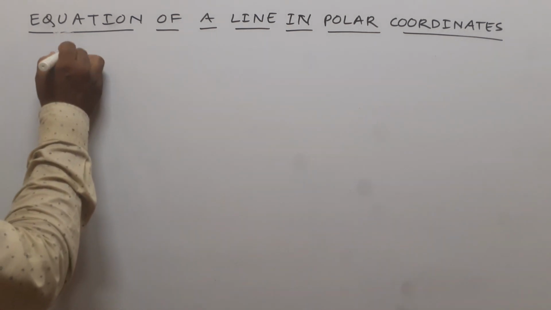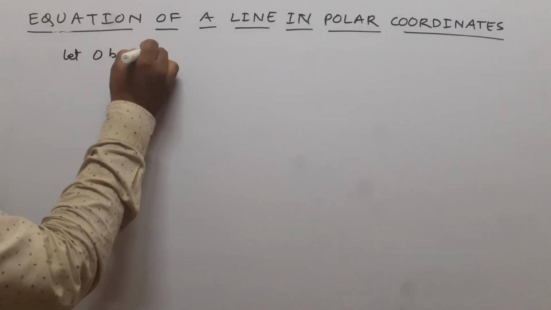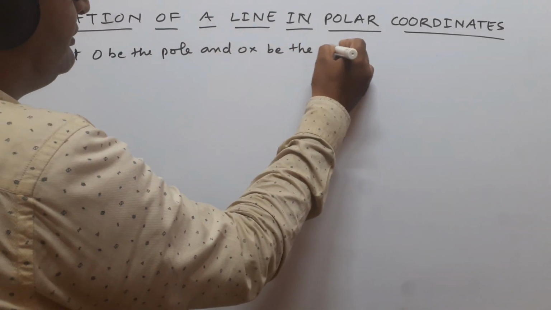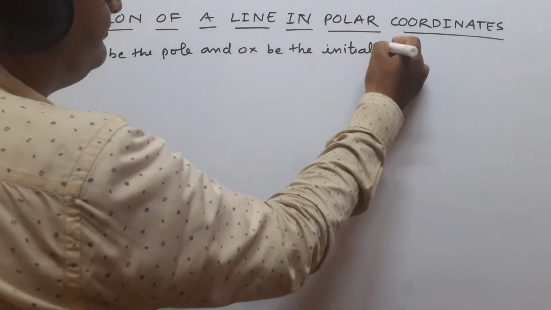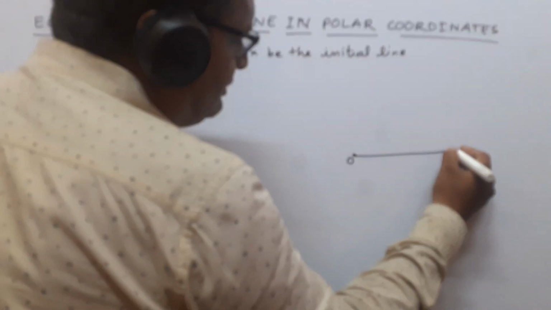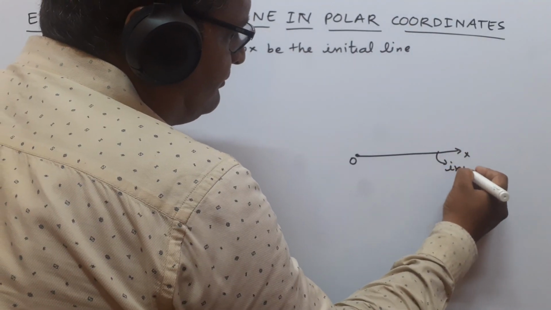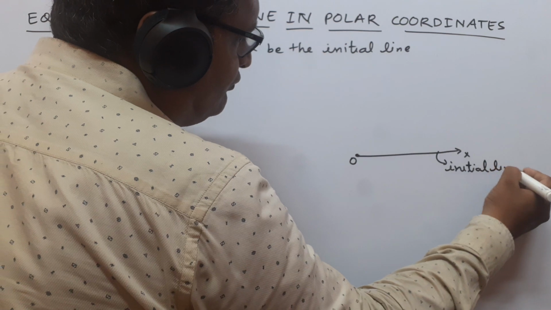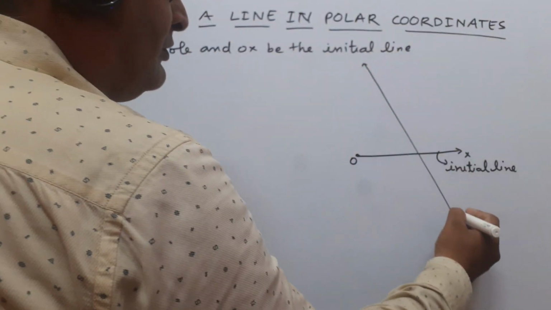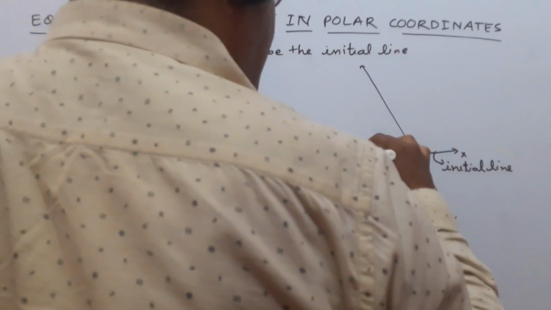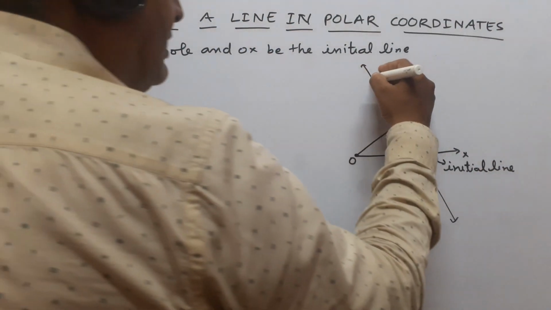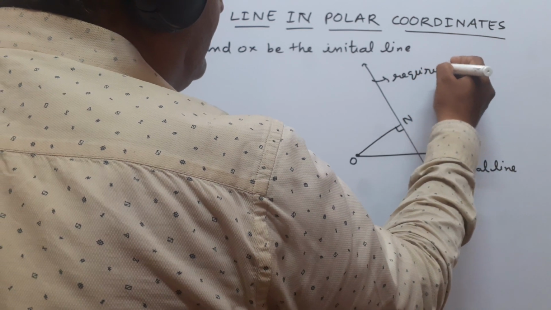Let us suppose that O be the pole and OX be the initial line. This fixed point is the pole, and OX is the initial line. We suppose that this is the line, and ON be the perpendicular drawn from O on the line. This is the required line.